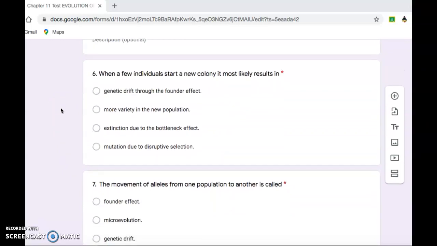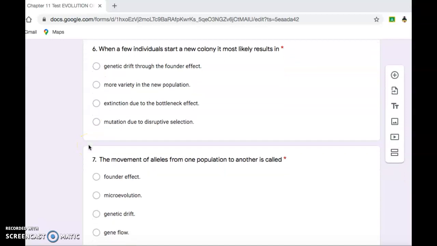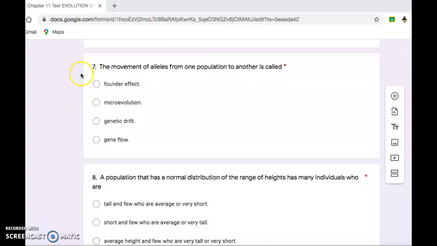We are on section 4, and number 6 says, when a few individuals start a new colony, it most likely results in genetic drift through the founder effect, more variety in the new population, extinction due to the bottleneck effect, or mutation due to disruptive selection. Number 7 says, the movement of alleles from one population to another is called founder effect, microevolution, genetic drift, or gene flow.